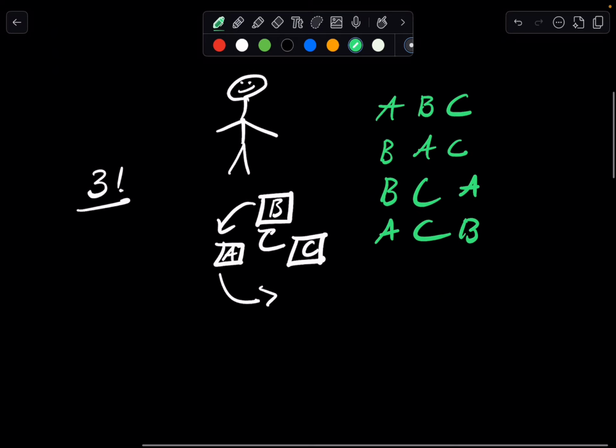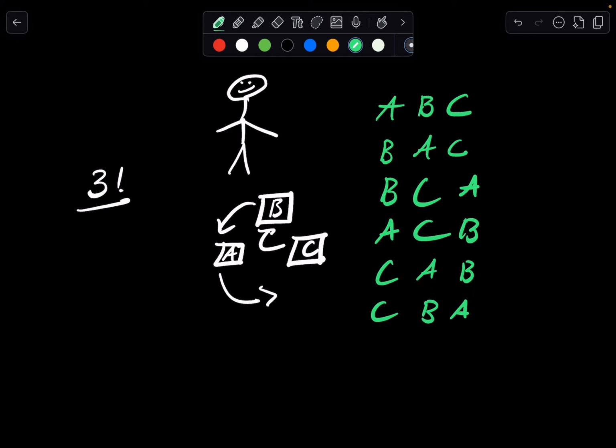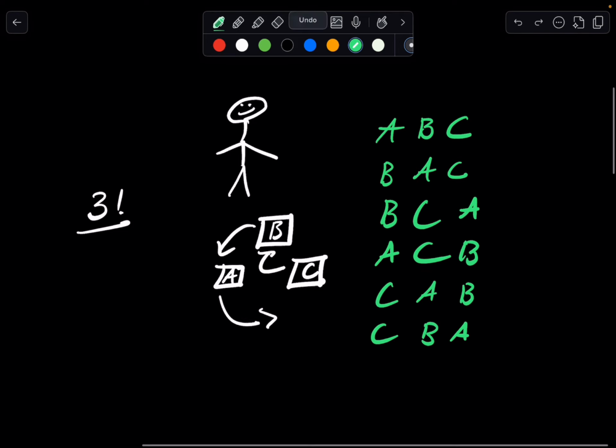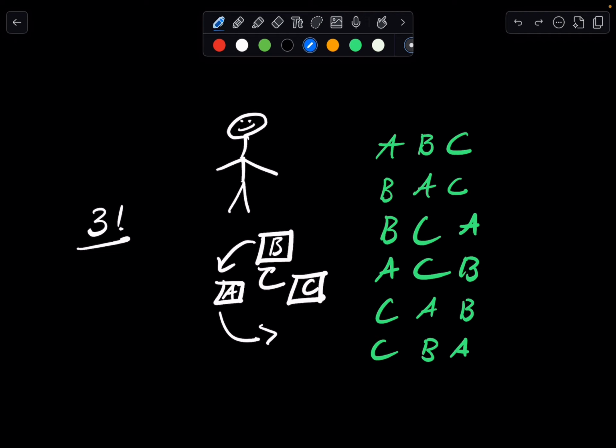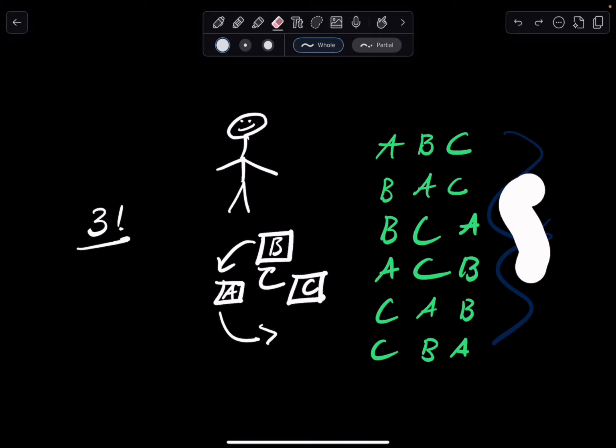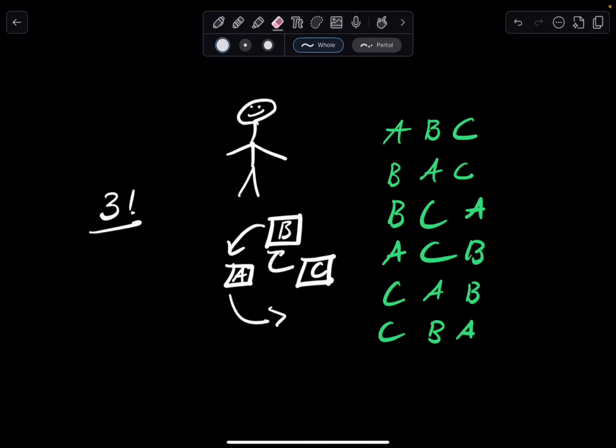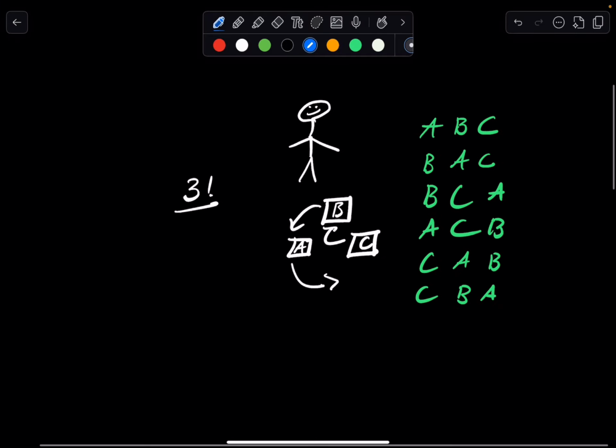But it turns out there are exactly, well, let me make sure I got all of them. We got this. I think that's all of them. Yep. So if you count this up, you'll notice that there are exactly 6 ways for Bobby to organize these 3 different boxes in unique ways where order does matter. If order doesn't matter, then there's only one way he can do it, A, B, C. But yeah, so 3 factorial is actually equal to 6.